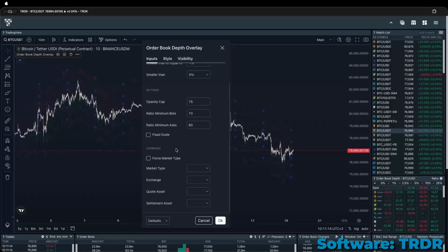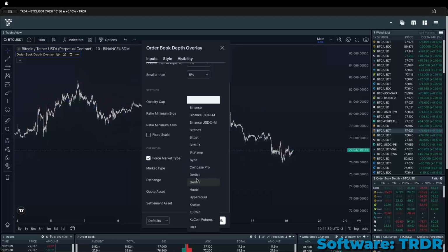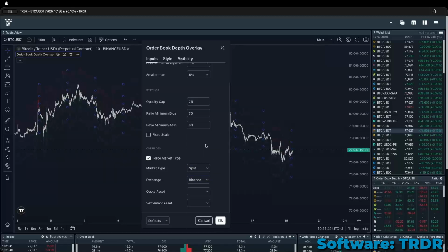This can be crucial when you're trying to aggregate different exchanges, or when you are trying to force a specific exchange or a specific market type or a specific quote or settlement asset that you believe gives you an edge over the others. For example, something that I like to do, especially for Bitcoin, is to force market type, and I'm gonna choose spot and I'm gonna choose Binance, because I think Binance gives you one of the cleanest order book depths when it comes to Bitcoin. But again, this is just my personal use case. You can find your own edge if you play around with it.